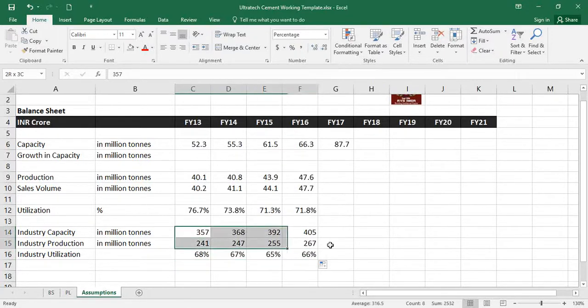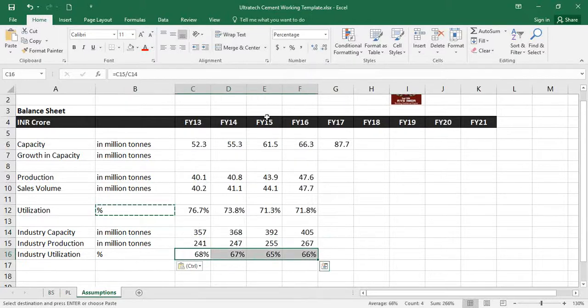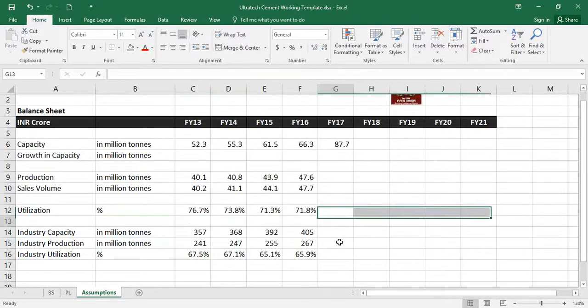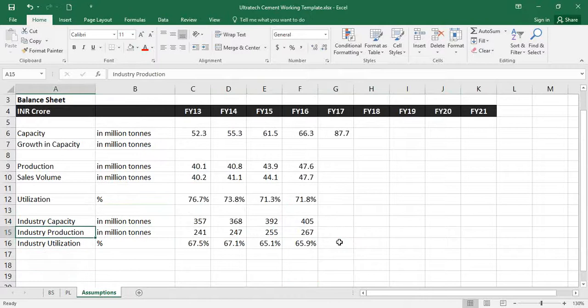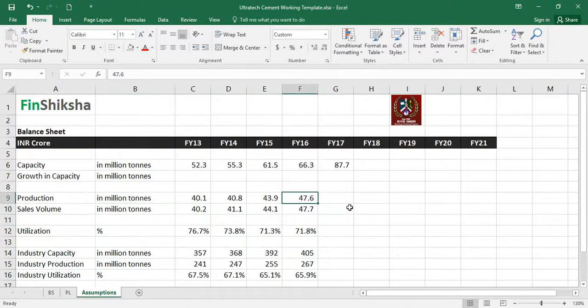Let's format this data in terms of numbers, and after the number crunching we realize that the capacity utilization of Ultratech, given that it's the market leader, is usually higher than that of the industry. So if we believe that the industry capacity utilization will go up in the future, then logically Ultratech's capacity utilization should also go up in the future. That would be one of the important ingredients of our overall analysis as we go along evaluating Ultratech Cement, right? That's broadly it in this particular video.